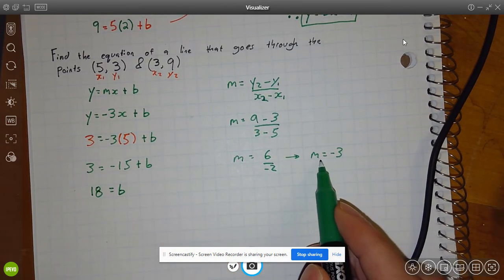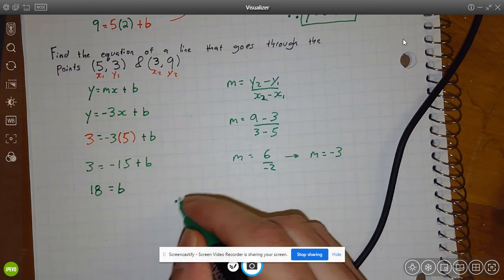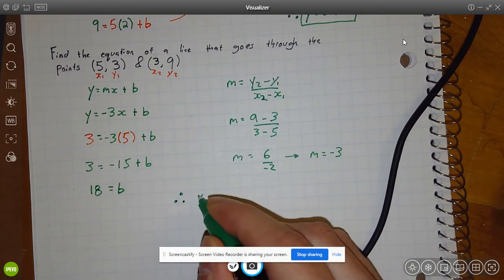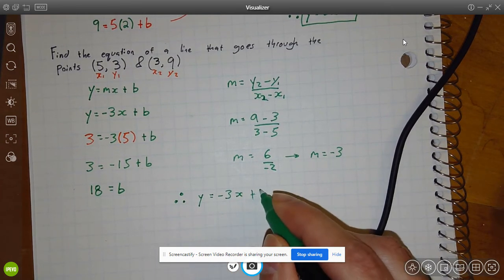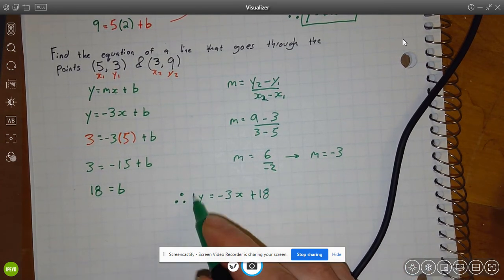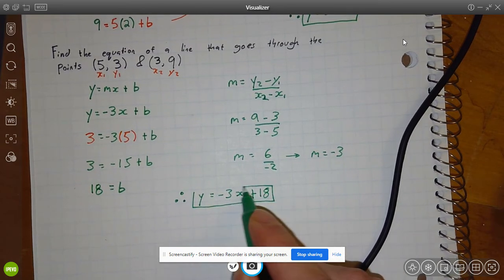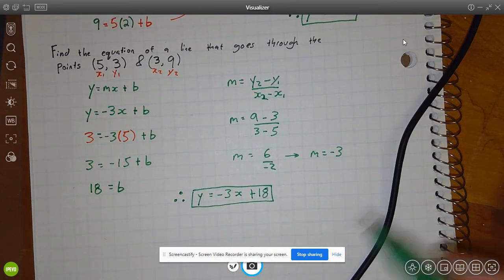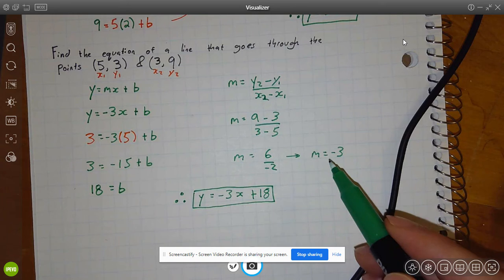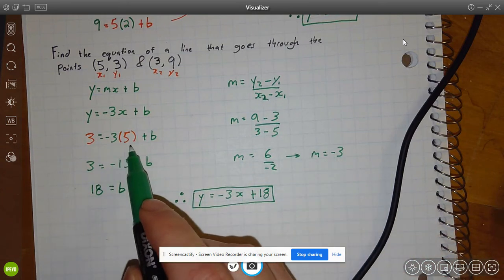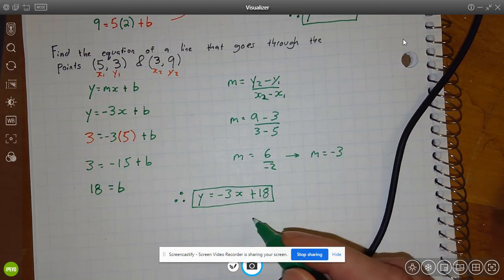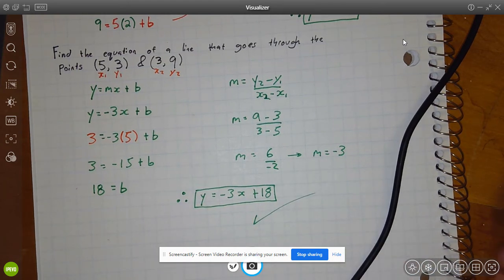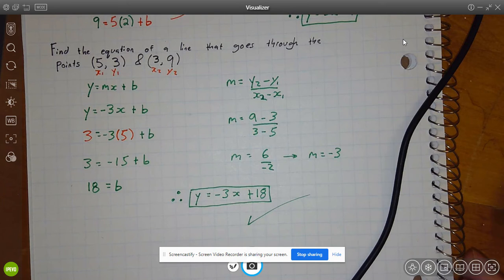So now I know m, and I know b, so I can write the equation of my line. Therefore, y equals -3x plus 18. So as long as I'm given 2 points, that's enough to define the equation of a line. I need to first calculate the slope. Then if I plug the slope and any other point into the equation, I can then solve for b or my y-intercept.